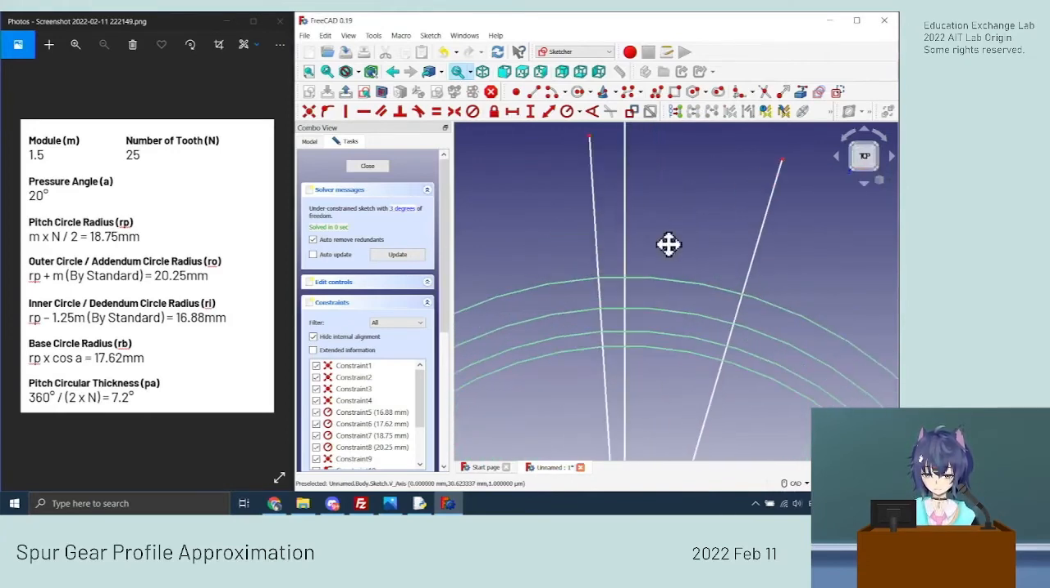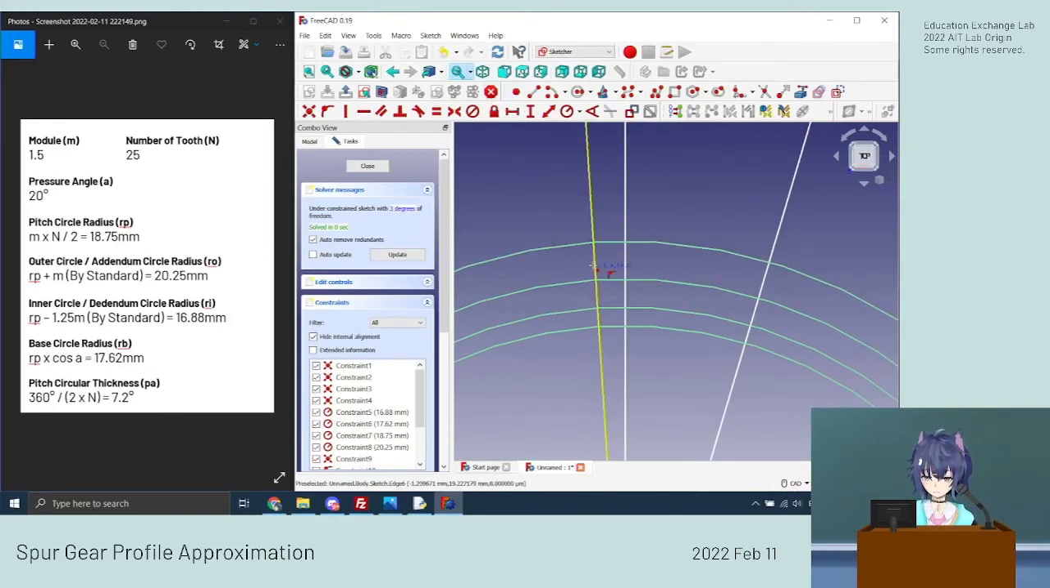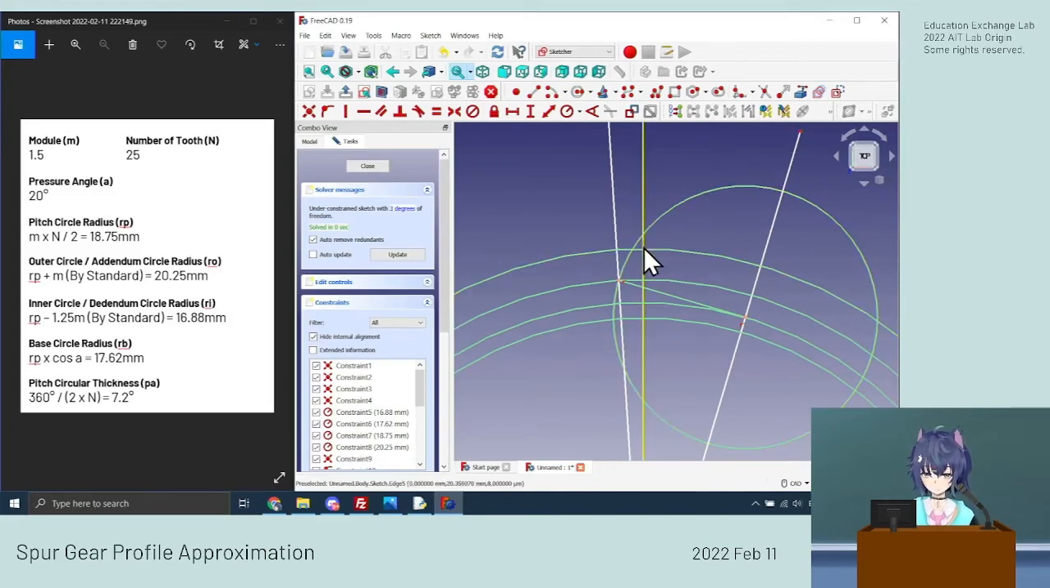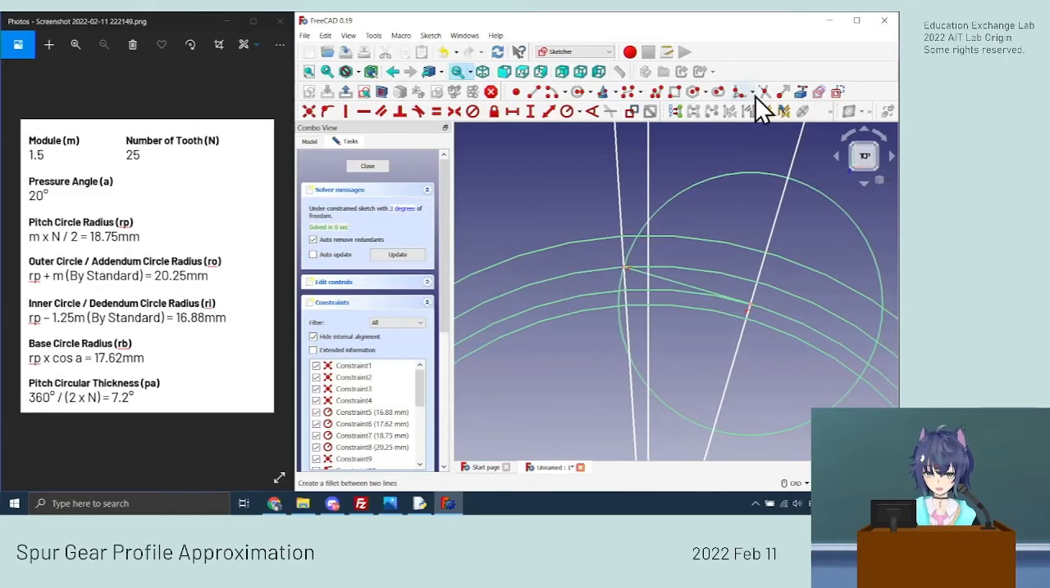Now, we'll find 2 intersection points. We'll find the intersection between the thickness reference and the pitch circle, and the intersection between the pressure reference and the base circle. Draw a line to connect these 2 points, and draw a circle from the base circle intersection to the pitch circle intersection. On the left side of the vertical line, the part between the inner circle and outer circle is part of our tooth profile. We could erase the redundant lines.